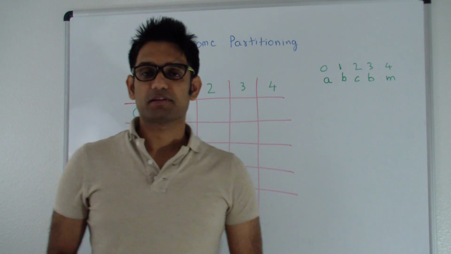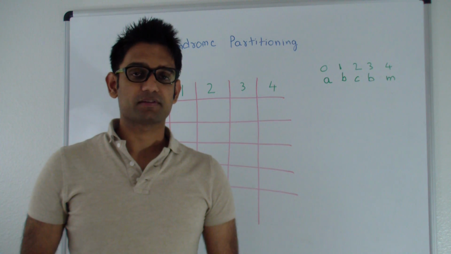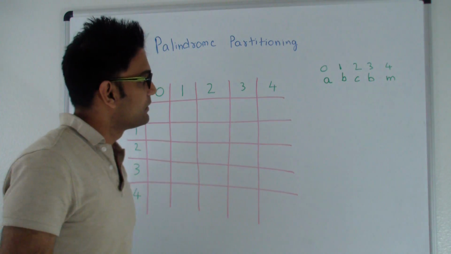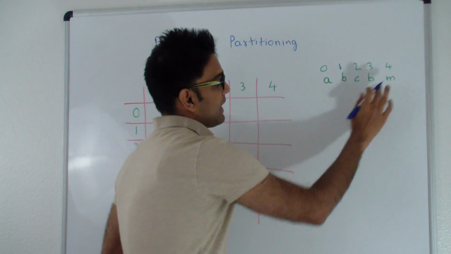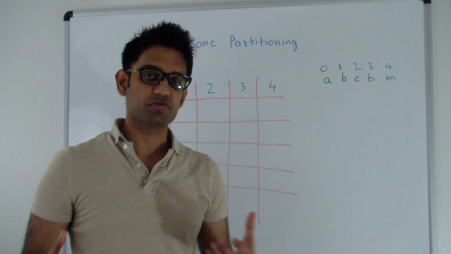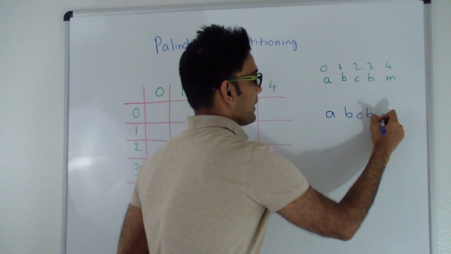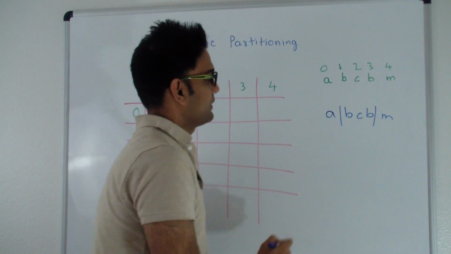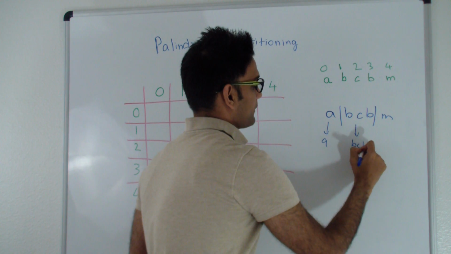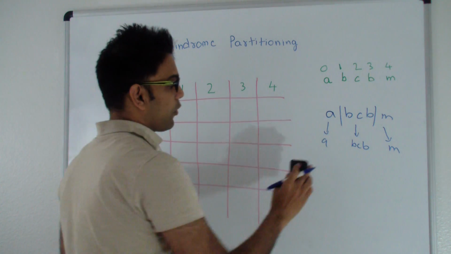So the question is, given a string, what is the minimum number of splits you can make such that all the individual splits are palindromes. For this example, if I had a string A, B, C, B, M, how do I split it in a way such that the number of splits is minimum and each individual partition is a palindrome? So let's see, A, B, C, B, M. If I split this way, this will be a partition, this is a palindrome, this is a palindrome, and this is a palindrome. So the minimum number of splits in this case is 2 to get all parts as palindromes.